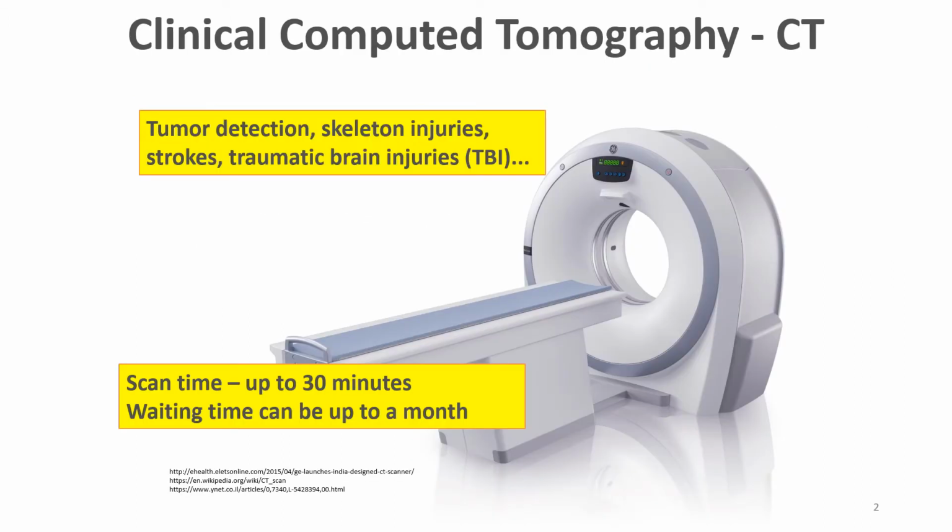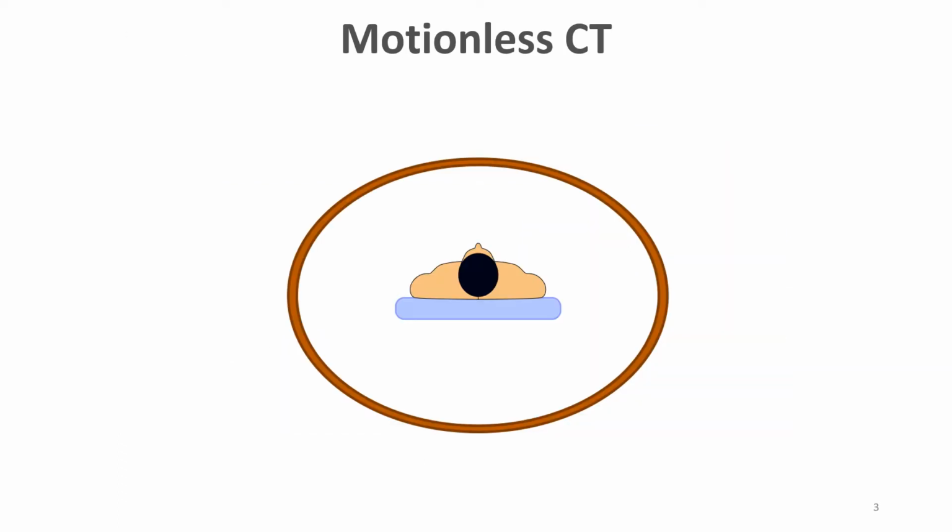A CT scan can take between seconds and up to half an hour, depending on the body part being scanned and the physical properties of the patient. The waiting time for a CT scan can be as long as a month in some areas. Lowering the acquisition time can result in more patients being treated and scanned every day. In this research, we focus on a motionless CT scanner.